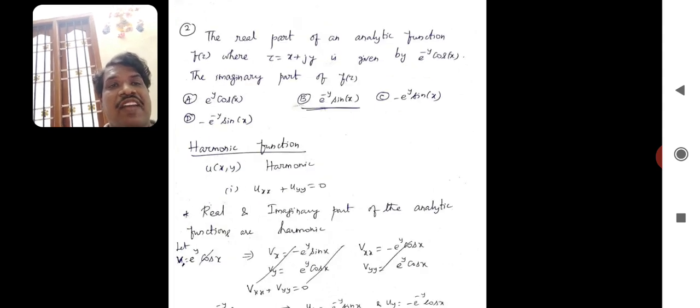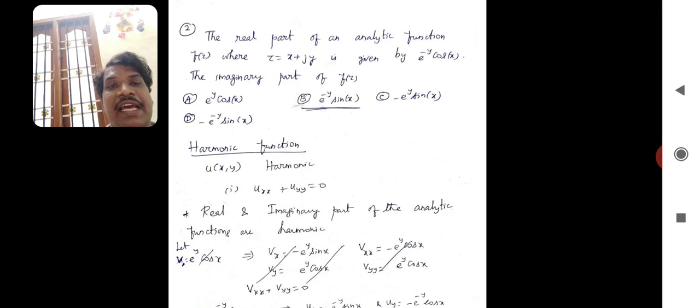The real part of an analytic function f of z, where z equals x plus jy, is given by e power minus y into cos x. The question is, find the imaginary part of f of z. And we have four options. Option A, e power y into cos x. Option B is e power minus y into sin x. Option C is minus e power y into sin x. And option D is minus e power minus y into sin x.